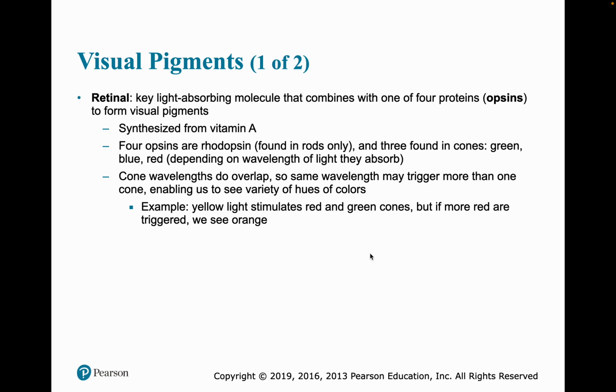The four opsins are rhodopsin, which is found only in rods, and in cones we have green, blue, or red opsins. So the cone wavelengths overlap, so the same wavelength can trigger more than one cone, and that enables us to see the hues of color. So yellow light is going to stimulate red and green cones, but if more reds were triggered, then it would appear orange to us. So orange would trigger more red than green.